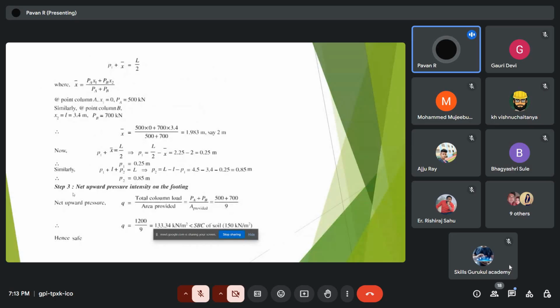So next is step 3, where we find the net upward pressure intensity of the footing, with the formula Q is equal to total column load divided by area provided. This should be less than the SBC of the soil. So it comes out to be 133.34 kilonewton per meter square, which is less than 150 kilonewton per meter square, so hence it is safe.